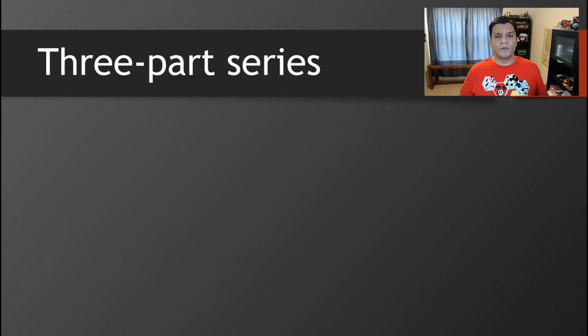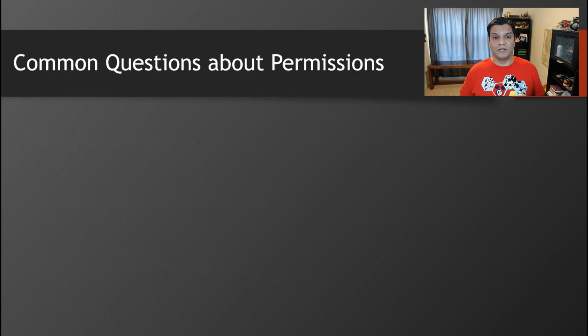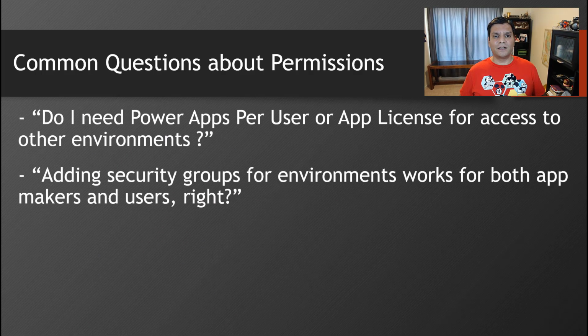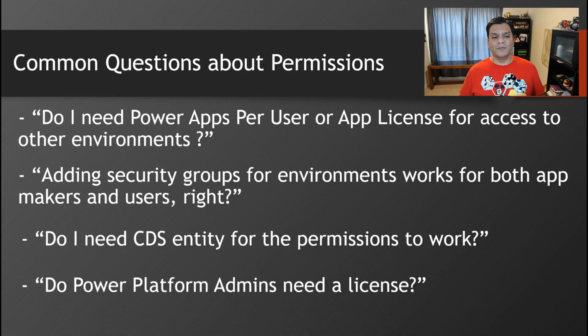So like I mentioned before, this is going to be a three-part series, and we'll be focusing on, part one, give user access, part two, remove access, and the third one will be temporary access, which is actually a request that I've been asked before. And the common questions were of these kinds: do I always need CDS to give permissions? Can I do it at either a per user or a per app level? And do Power Platform admins also need licenses? So there's a whole bunch of questions that I've been asked about permissions, which is why I thought I'd go ahead and do this three-part series.